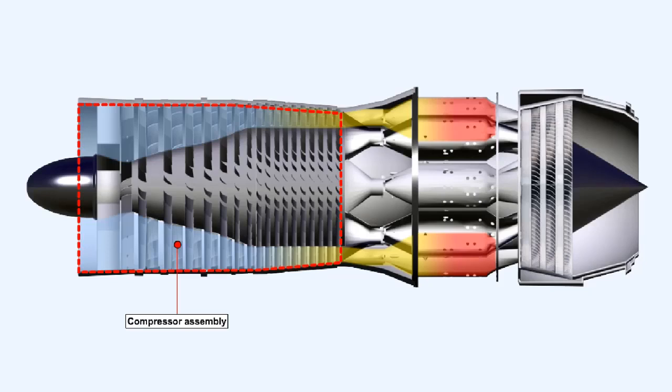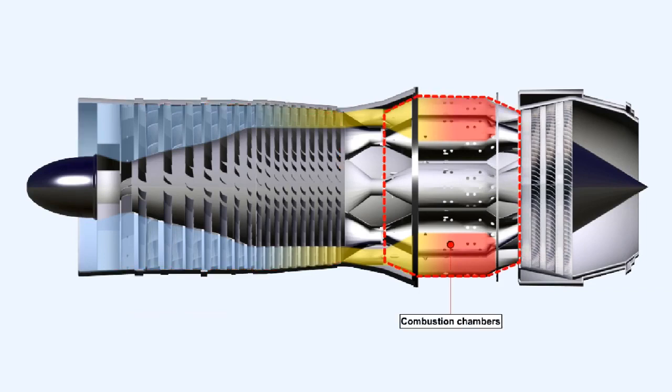To increase the efficiency of the gas turbine engine, the air being fed into it must be compressed before it has fuel added to it, and it's burnt in the combustion chambers, and it's subsequently expanded in the turbines.